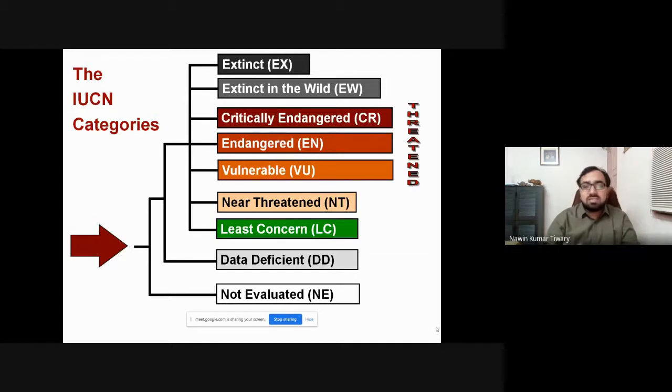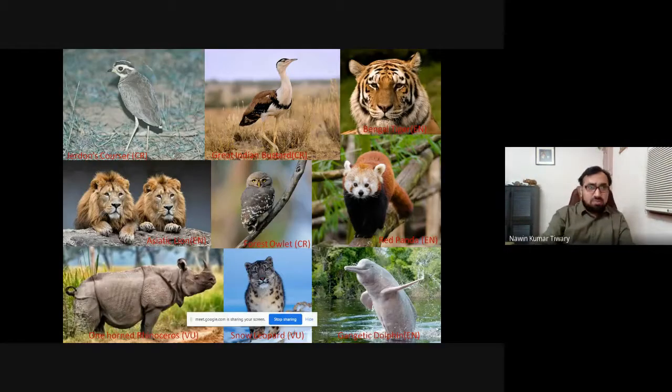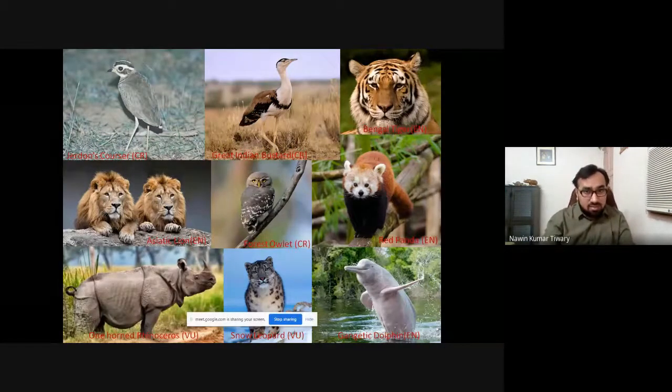So for some species, humne unko evaluate hi nahi kiya, they are so abundant. For example, mosquitoes, we are not going to evaluate the population of mosquitoes for any of the category. Now, these are some of the images of some species from India which are actually facing serious threat. And I've also given the names.